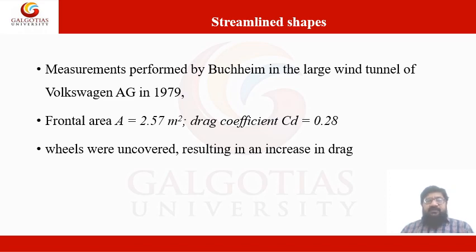The measurements performed for these cars in the wind tunnel of Volkswagen achieved the following results. The frontal area of the car was 2.57 meters squared, which resulted in a drag coefficient of 0.28. This was a pretty achievement of drag reduction in cars. However, these cars' wheels were uncovered, so the turbulence increased the drag.